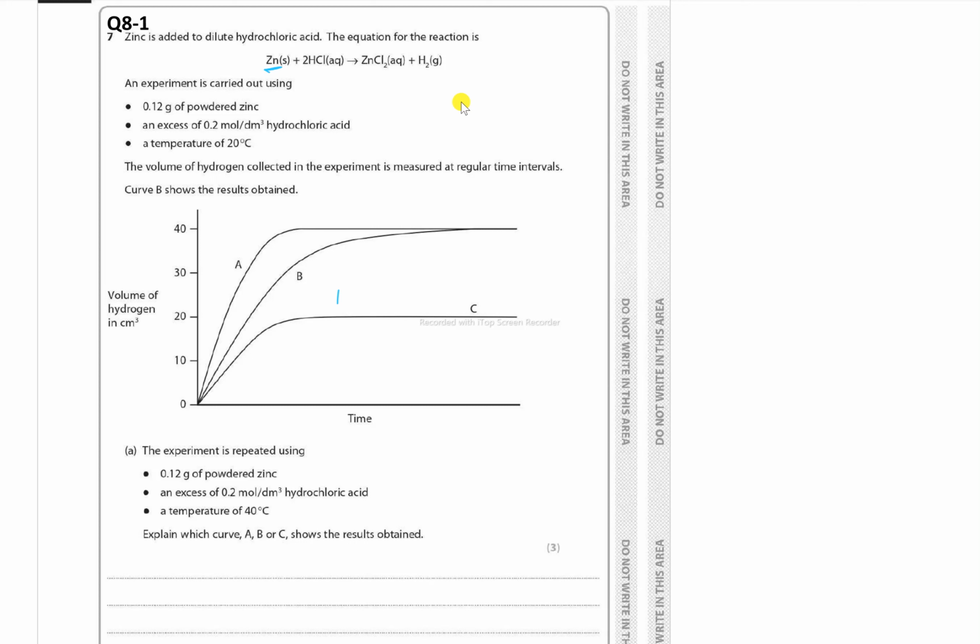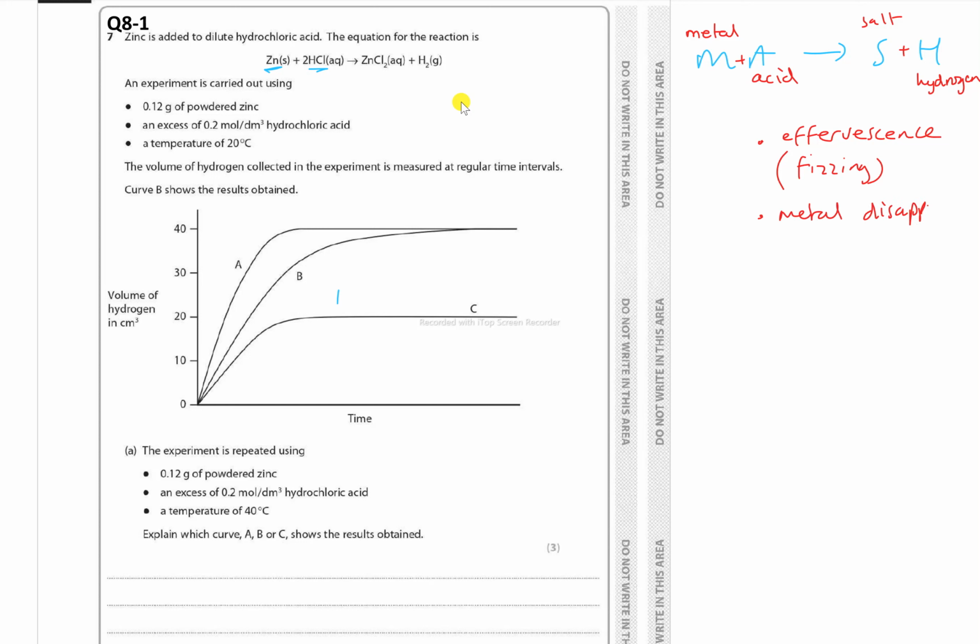You've got zinc, hydrochloric acid, so it's going to be a metal and acid reaction. So it'll be metal plus acid gives salt plus hydrogen. What are you going to observe? You can observe effervescence, which is bubbling or fizzing, and the metal will get smaller, or just disappears as it reacts.